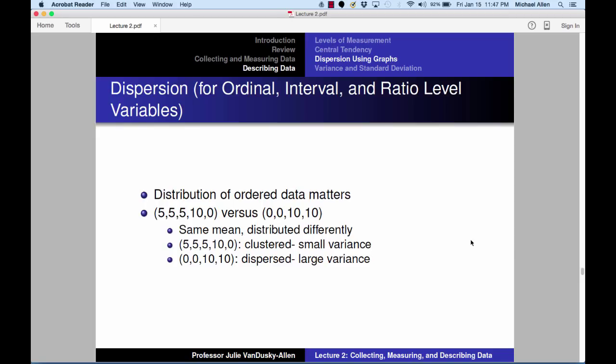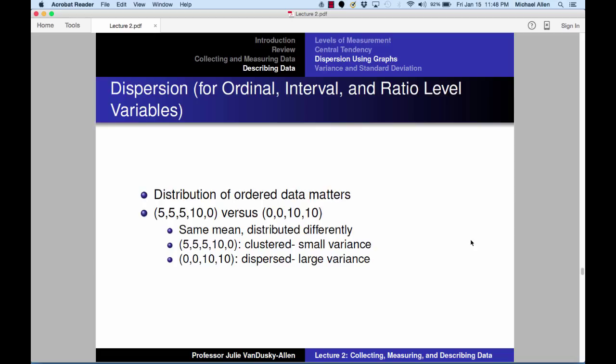Imagine you had two different variables with a similar mean but with different distributions. You have a variable where there are 3 5s, a 0, and a 10, versus a variable with 2 0s and 2 10s. Both of these variables have a mean of 5. However, in the first variable, most observations are clustered around the mean of 5, meaning there's small variance, while in the second variable, most observations are dispersed away from 5, meaning that there's a lot of variance.